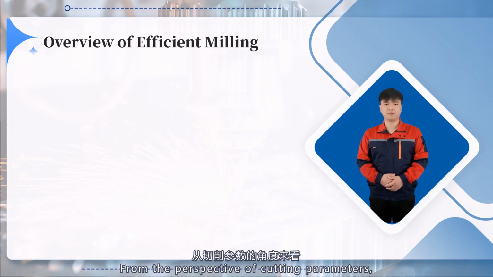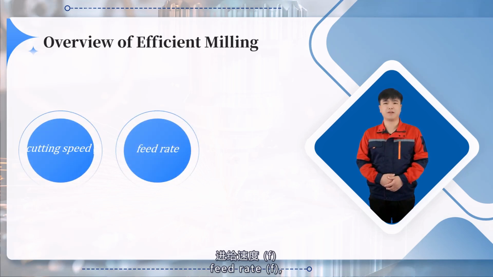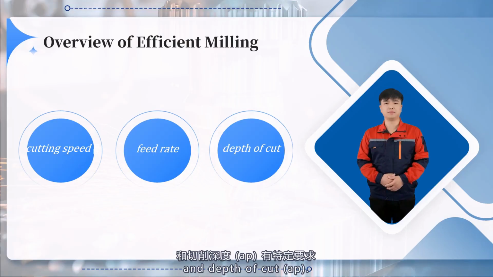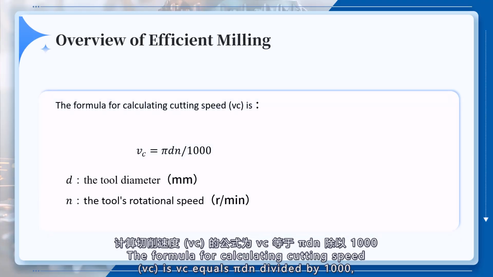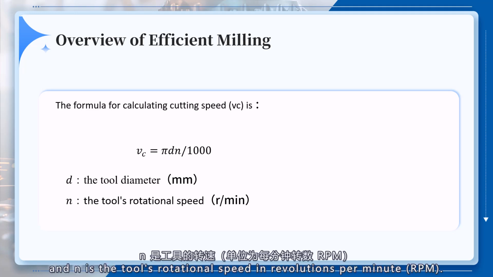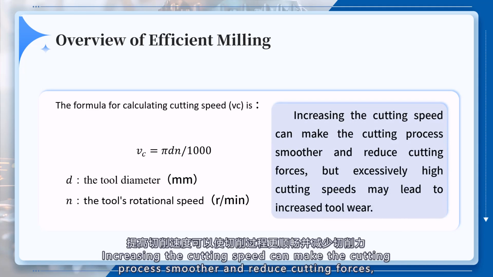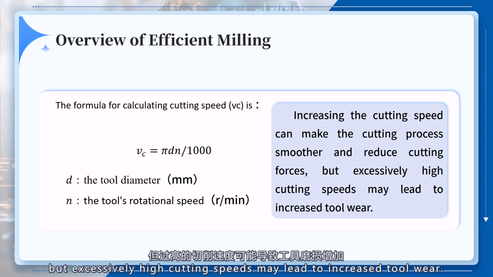From the perspective of cutting parameters, efficient milling has specific requirements for cutting speed Vc, feed rate F, and depth of cut AP. The formula for calculating cutting speed Vc is Vc equals pi dn divided by 1000, where d is the tool diameter in millimeters, and n is the tool's rotational speed in revolutions per minute (rpm). Increasing the cutting speed can make the cutting process smoother and reduce cutting forces, but excessively high cutting speeds may lead to increased tool wear.